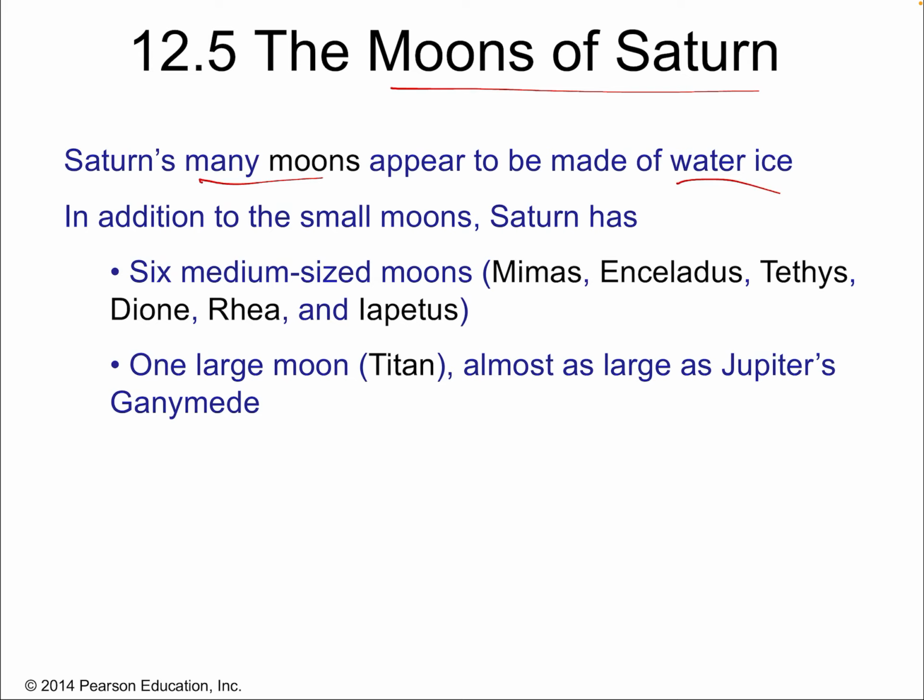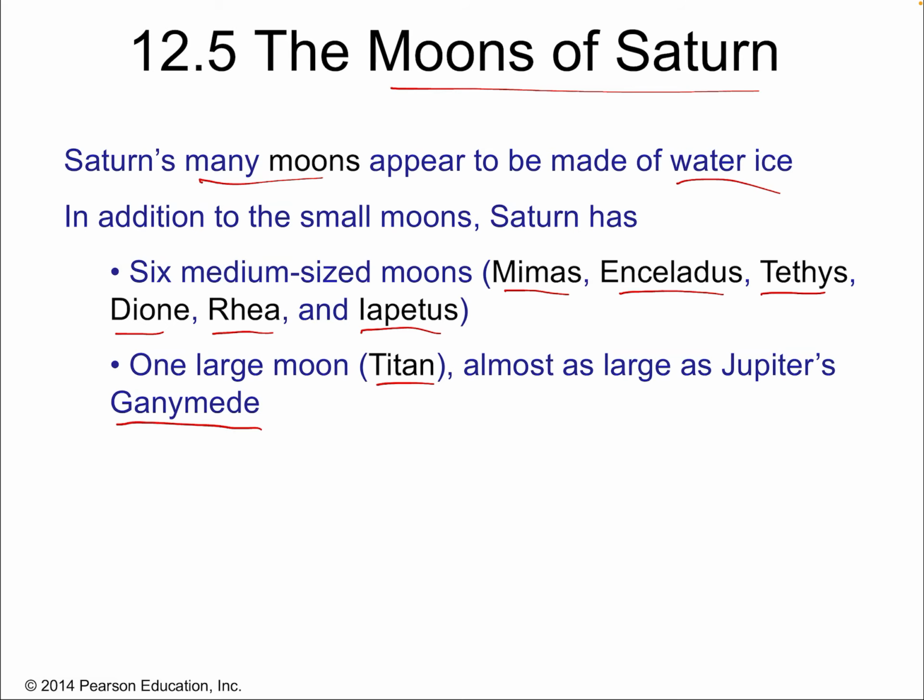In addition to the small moons, Saturn does have a few large moons, okay? Well, medium-sized moons and one large moon. Okay, so there are 6 medium-sized moons: Mimas, Enceladus, Tethys, Dione, Rhea, and Iapetus. And the one large moon, Titan, which is a good name for the large moon, which is almost as large as Jupiter's Ganymede. So Titan is the second biggest moon, because you remember Ganymede is the only moon in the solar system that's larger than a planet. Ganymede is bigger than Mercury. Titan is the second biggest moon in the solar system.